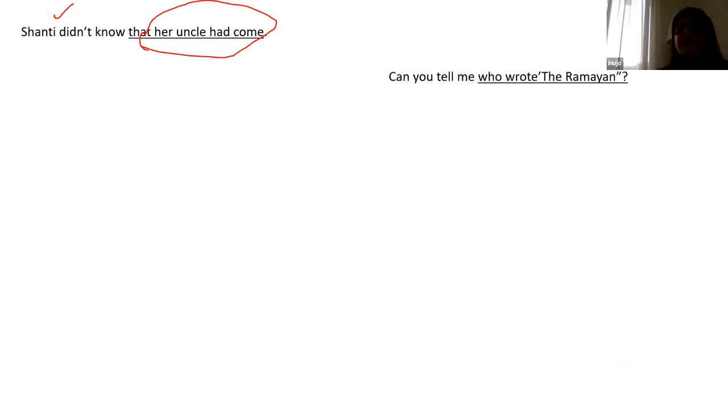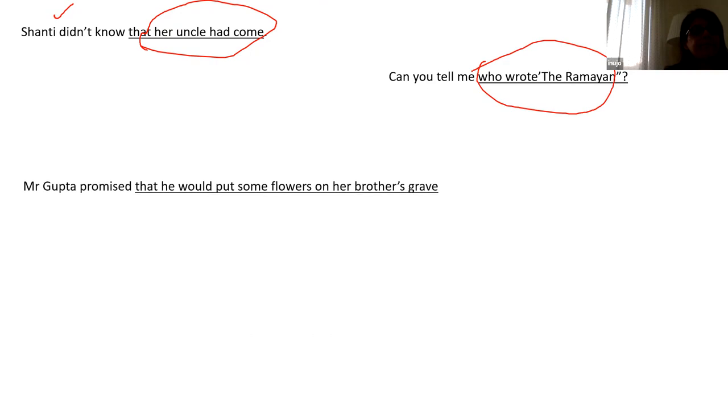Okay? Next. Can you tell me who wrote the Ramayana? So what is the question we ask? Can you tell me what? Can you tell me who wrote the Ramayana? Here, who wrote the Ramayana is your noun clause, and it is performing the role of an object to the verb.